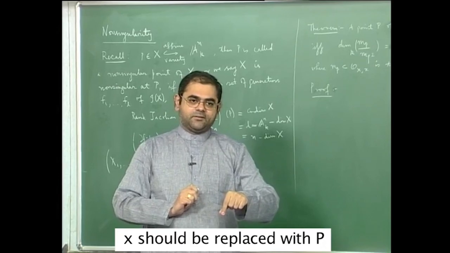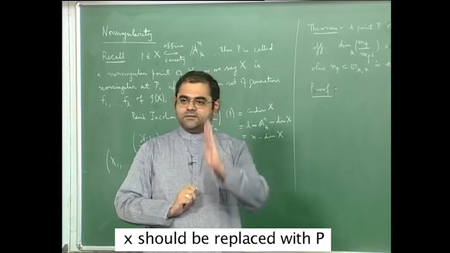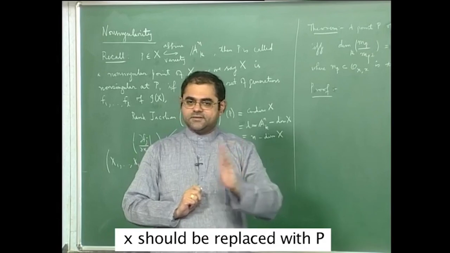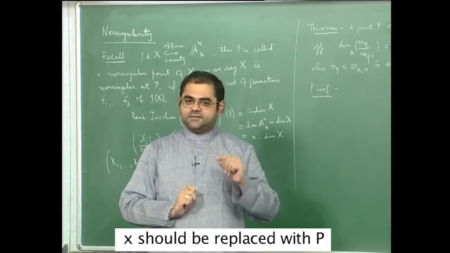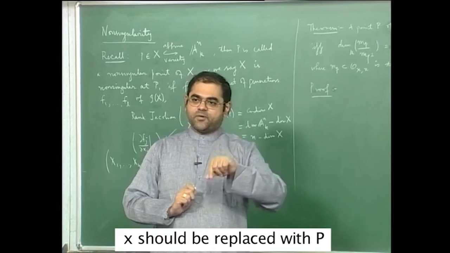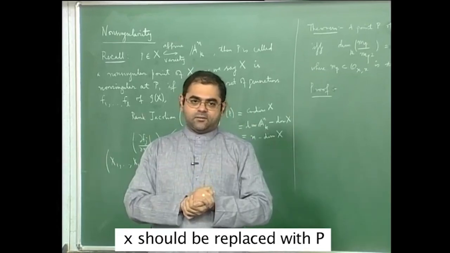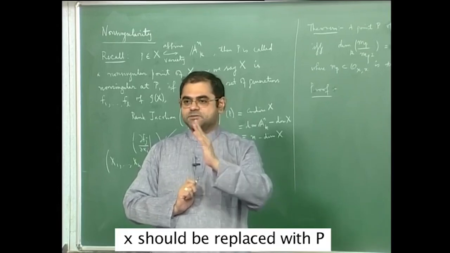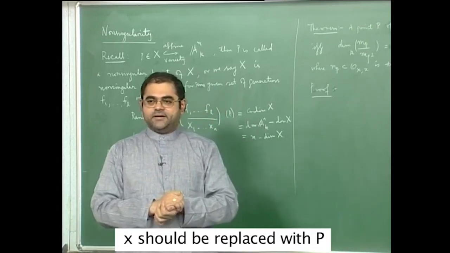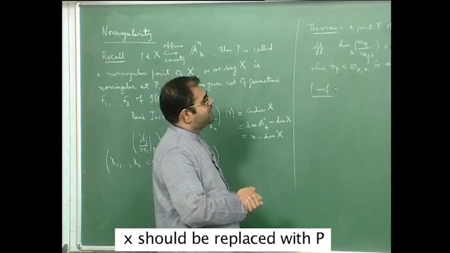And you are also trying to look at the normal space, the space of vectors in the ambient tangent space at that point for the ambient object, and you are looking at the normal directions also.